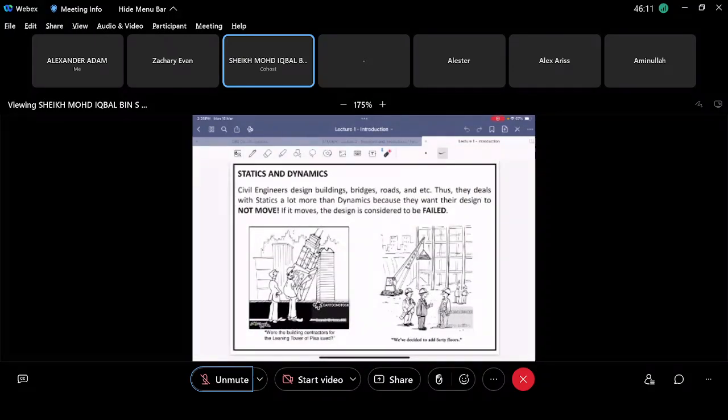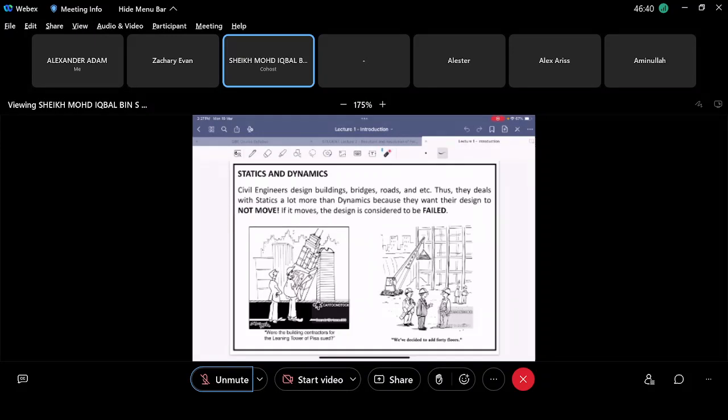So civil engineers design buildings, bridges, and roads. So for the study of statics and dynamics, because we are civil engineers, we want our system to not move. We don't want it to move, right? So if we design a building and so on, and you have a lot of forces acting onto the building, our job is to counteract those forces, right?